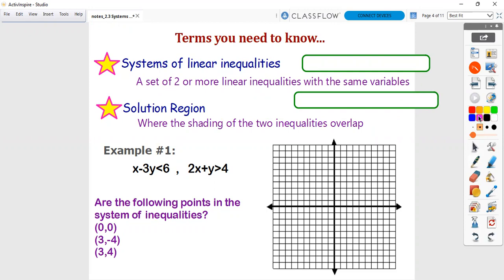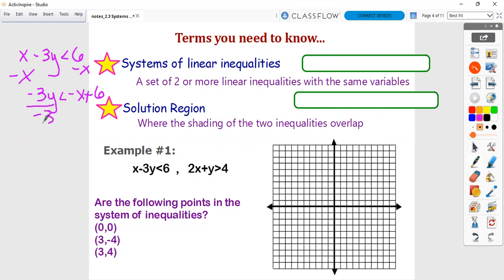First thing we're going to need to do, though, is to solve them into slope-intercept form or graph them using x and y intercepts. So I'm going to, off to the side, solve these inequalities into slope-intercept form. So we have x minus 3y is less than 6. We're going to subtract x from each side. Negative 3y is less than negative x plus 6.